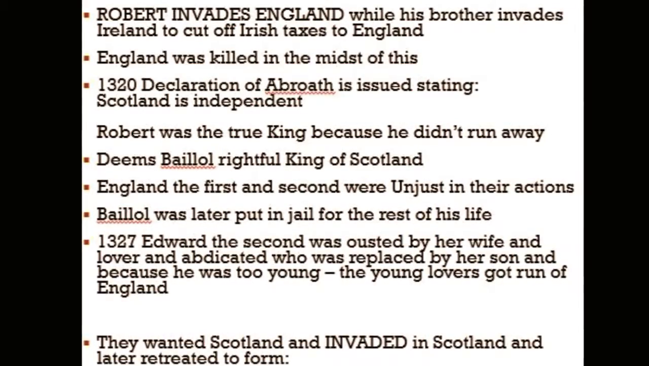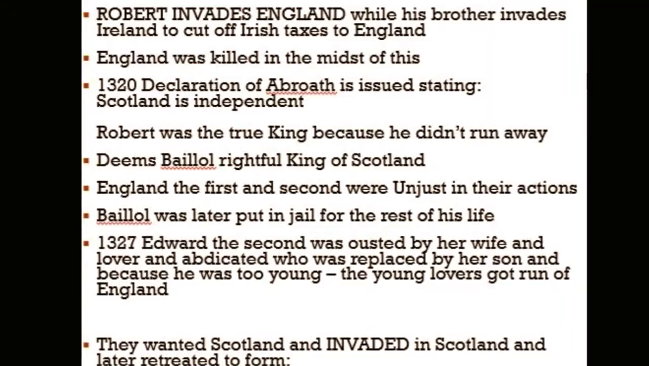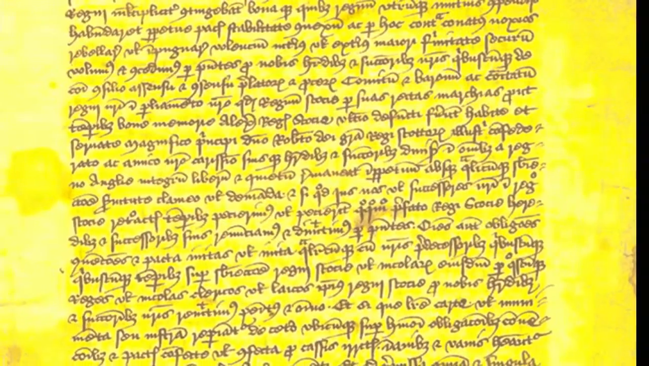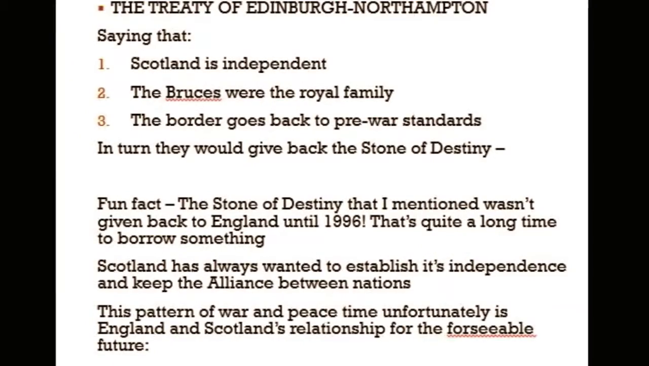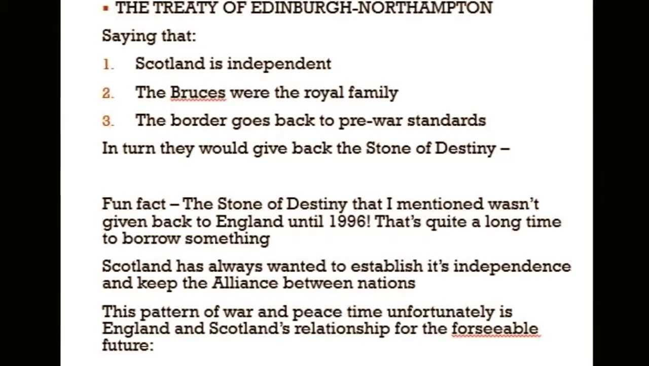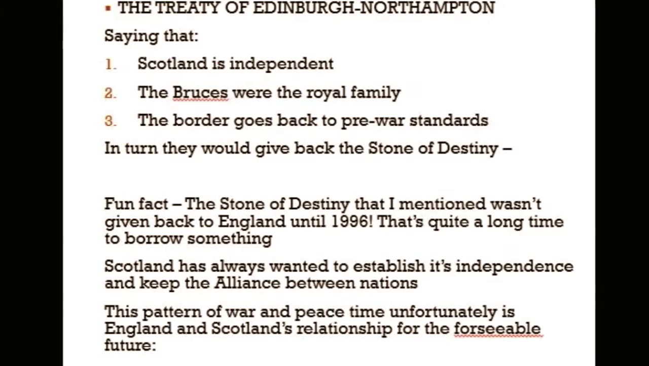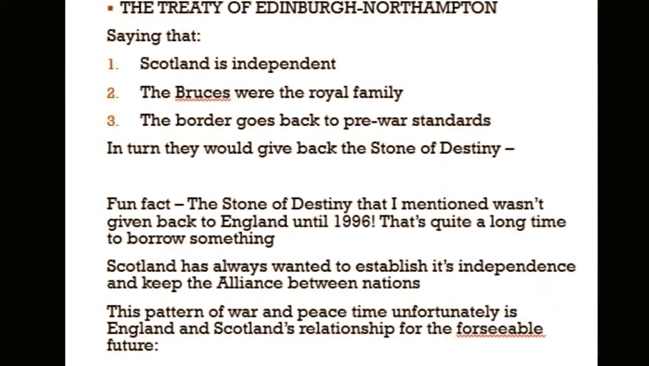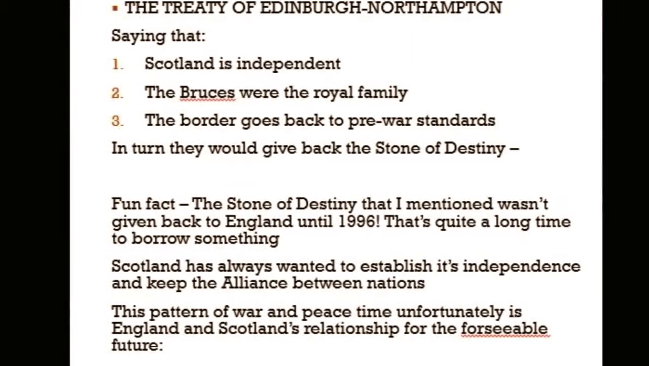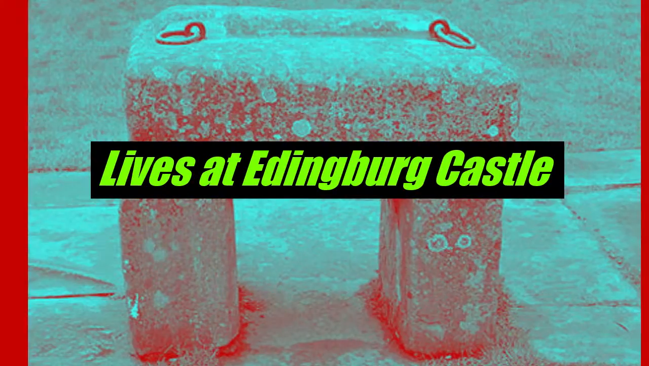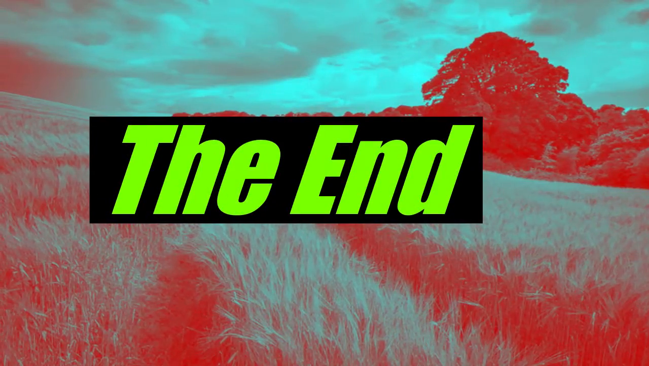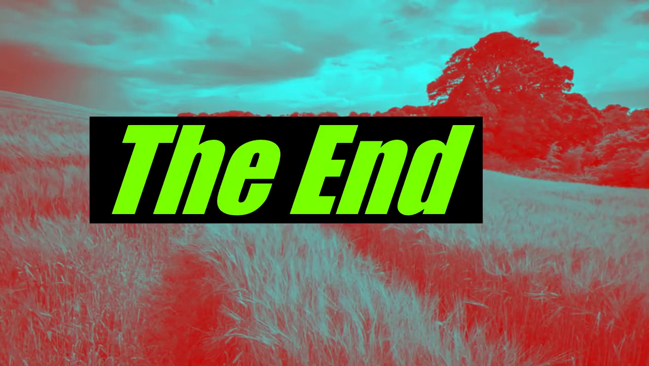In 1320, the Declaration of Arbroath is issued, stating that Scotland is independent, and this deems Balliol the rightful king of Scotland. And the Treaty of Edinburgh and Northampton said that Scotland was independent, the Bruces were the royal family, and in turn they would give back the Stone of Destiny. But the Stone of Destiny wasn't even given back until 1966.